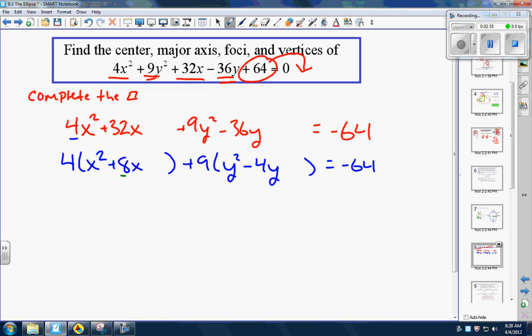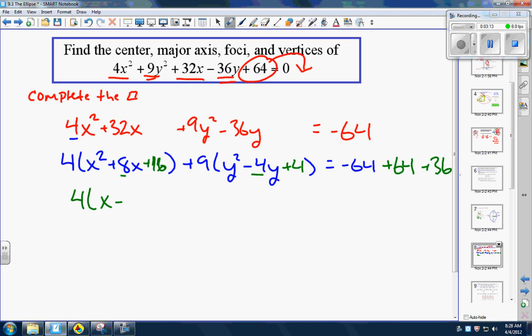So we take half of 8 is 4, we square it as 16. But we didn't just add 16, you really added 4 times 16. So come over here and make sure you get that guy in there. Right? Half of negative 4 is negative 2, squared is positive 4, but we didn't add 4, we really added 9 times 4, so make sure you do it to the other side so everything stays balanced. Now we can factor.